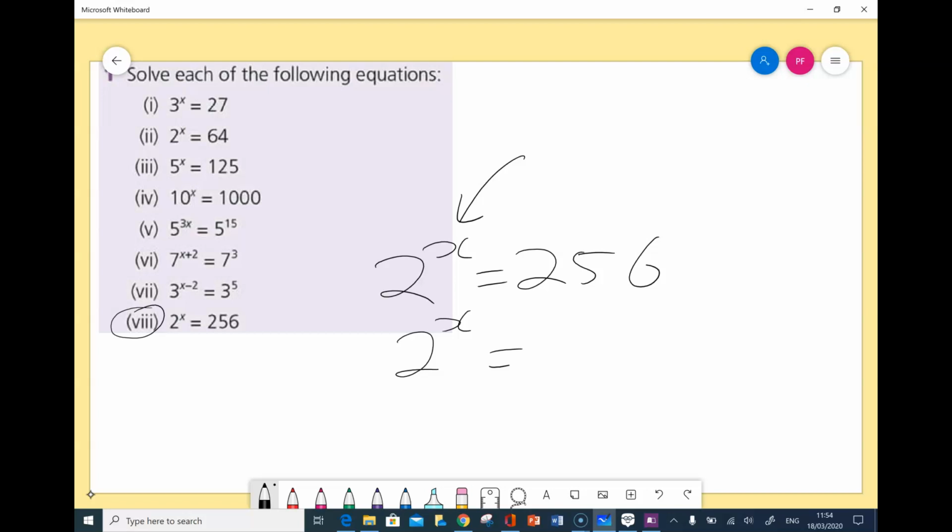I just turned my calculator off. 2 to the power of 7 is 128, so that's too low. Let's try 2 to the power of 9. 512, so let's try 2 to the power of 8. 256. My base numbers are the same, so my indices must be the same. X is equal to 8.